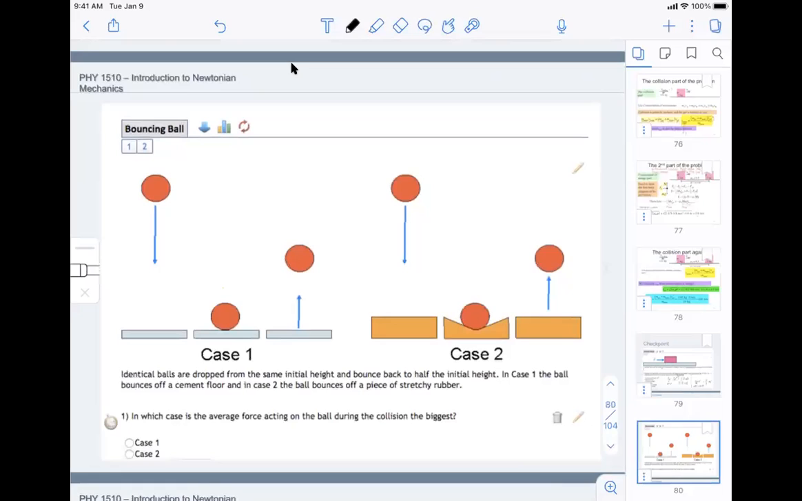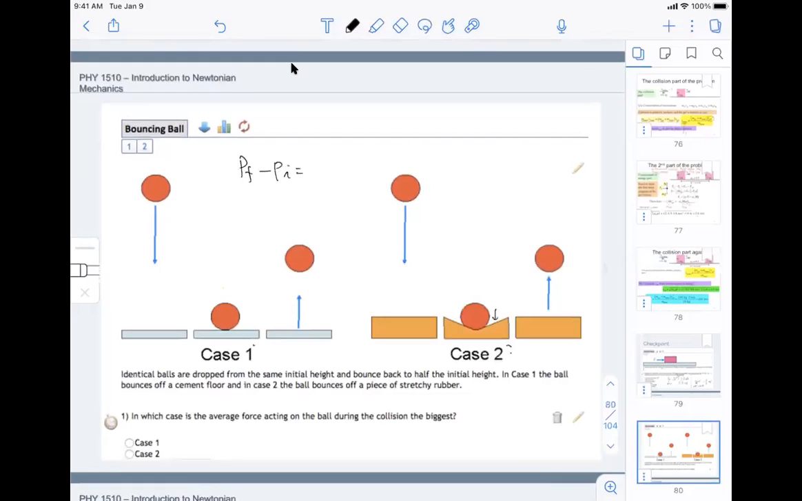Second question called bouncing ball. You have case 1 and 2, they're exactly the same except in case 2, you can imagine this is sort of like a cushion, right? When the ball bounces on it, it kind of dips down and then comes back up. This one does not dip down. This one goes directly back up. Okay, this is more like a cement. This is more stretchy rubber. So in which case is the average force bigger? So what do you guys think? Which case is the force bigger?